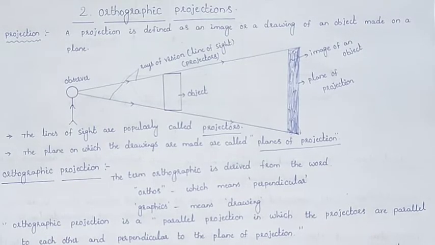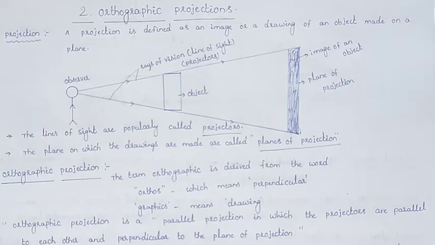Orthographic projections. Before I explain the orthographic projection, first of all I am explaining what I mean by a projection. A projection is nothing but an image or a drawing of an object. An image or drawing of an object made on a plane, we can call it the plane of projection.